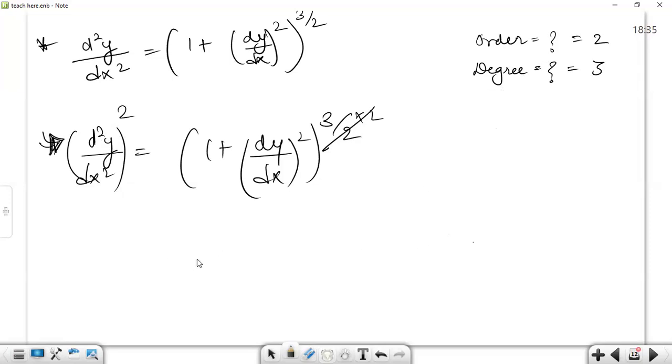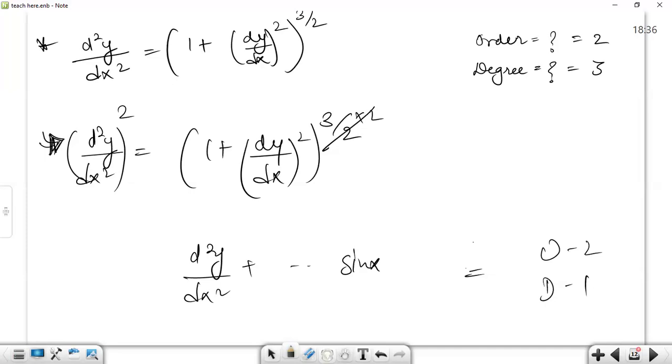Even if there is, let's say, d square y by dx square and so on, and in the constant form there is sin x, if it is not attached to the derivative, no problem, we can still find its order, which is 2, and degree, which is 1. Yes, so its order will be 2 and degree will be 1, right? Clear?